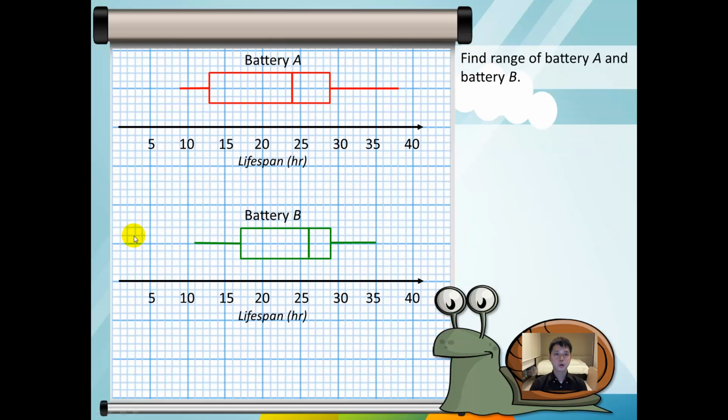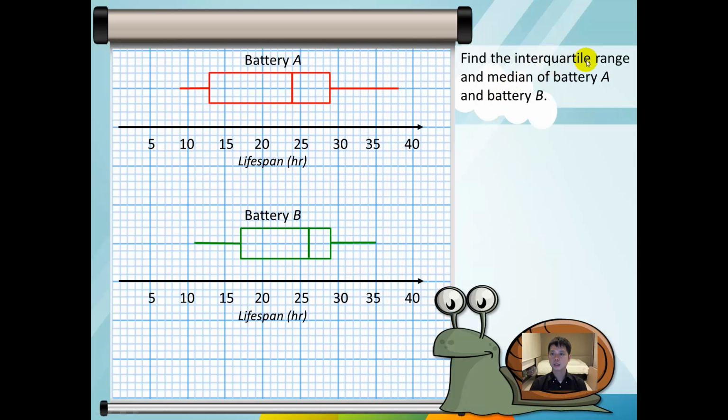Next, given 2 box and whiskers diagram, find the range of battery A and battery B. Now, the range of battery A will be given by the highest value minus the lowest value, which is 38 minus 9 is equals to 29 hours. The range of battery B will be given by 35 minus 11, which is 24.